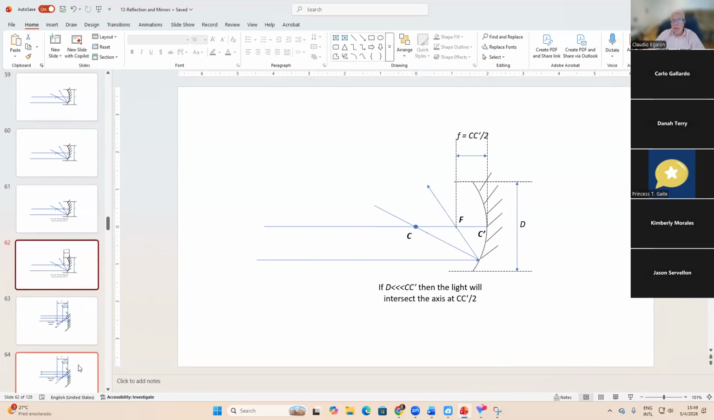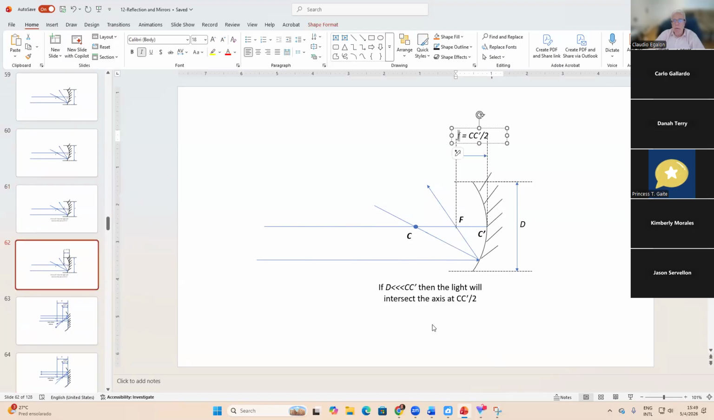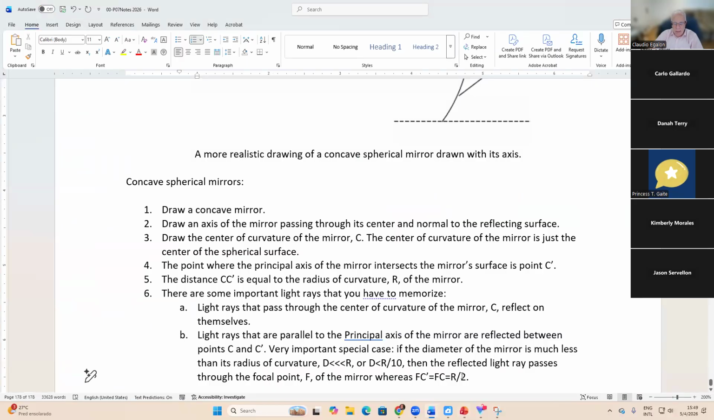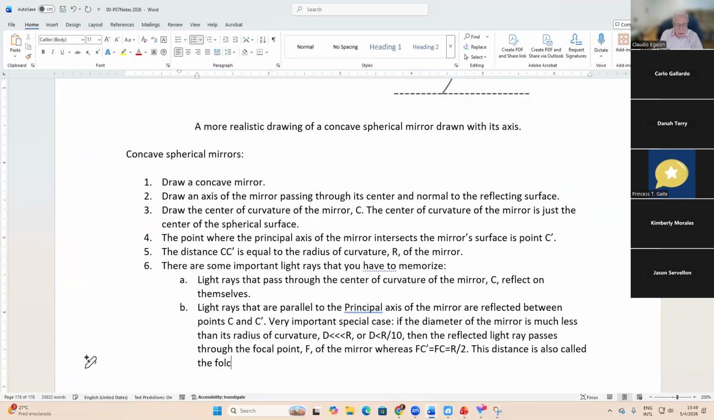CC prime divided by 2 is also called the focal distance of the mirror. Okay. This distance is also called the focal distance of the mirror, focal distance, lowercase f, of the mirror. Okay. So those are two very important.